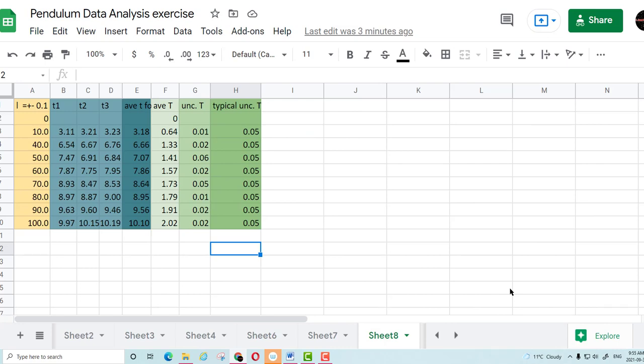So what I'd like to do now is linearize my data. That is, make a linear graph of my data. So we've got a pendulum, and we know that theoretically the period should be equal to 2 pi times the square root of length over g. So I can write this as 2 pi all over the square root of g times the square root of L.